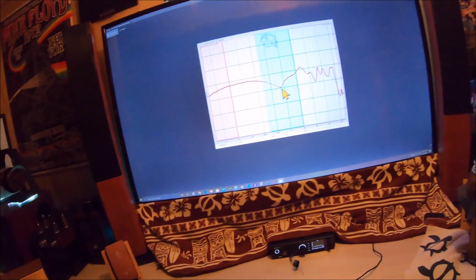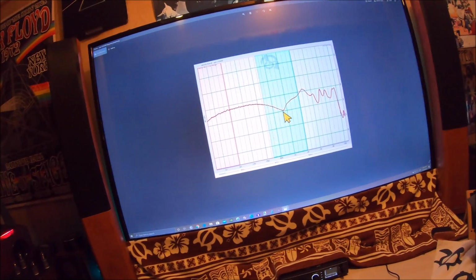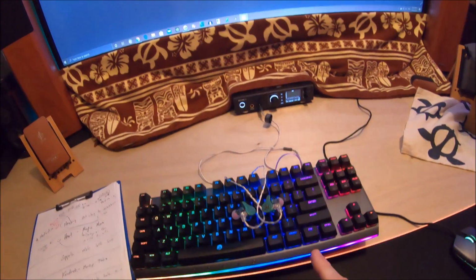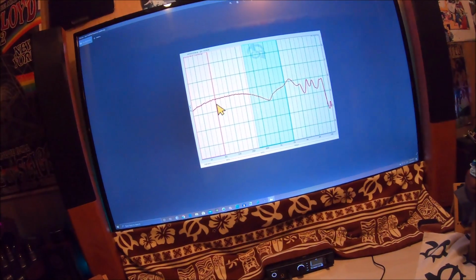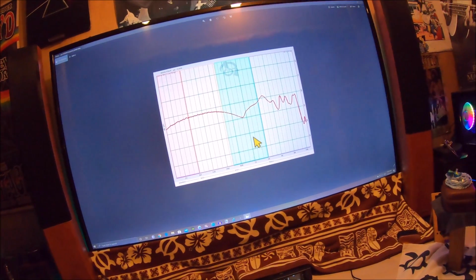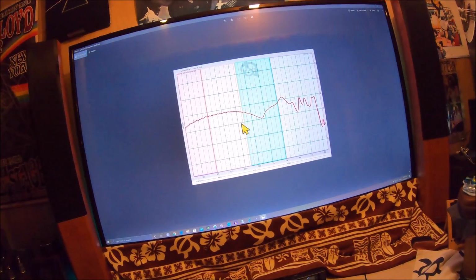That's a sample of a good set. This is a sample of not a good set. Here's what I'm thinking. Because this is a hybrid, I think this is all the dynamic driver. And then the four BAs are picking up.